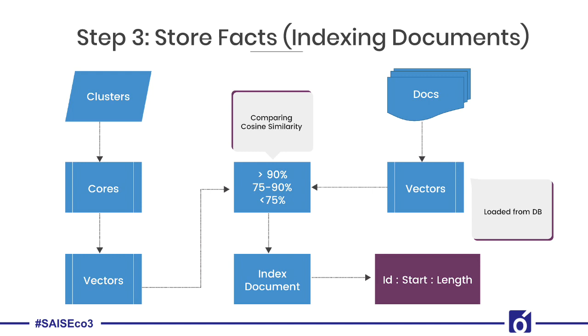Because no algorithm or process is perfect, in order to actually index them, we take manual help as well. And in the last step, we index that document as well. For indexing, we just give it an ID, keep the starting point of the document from where the concept actually starts, and the length, like till where it goes.